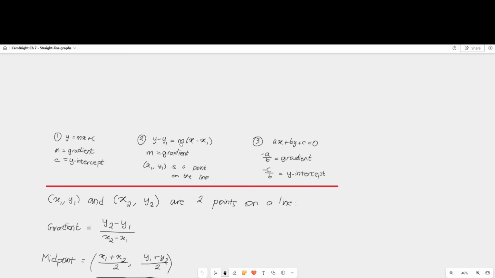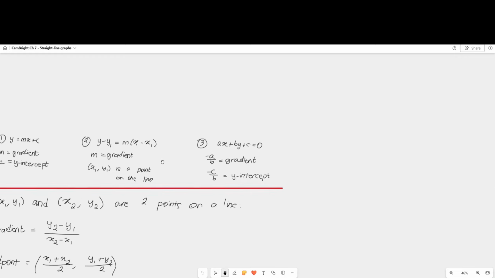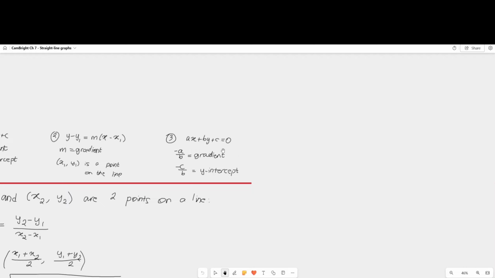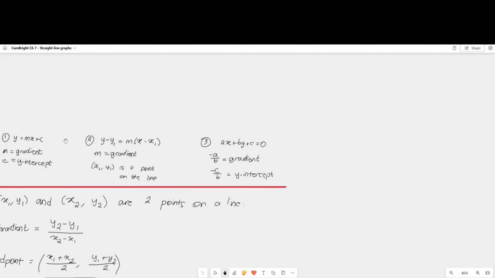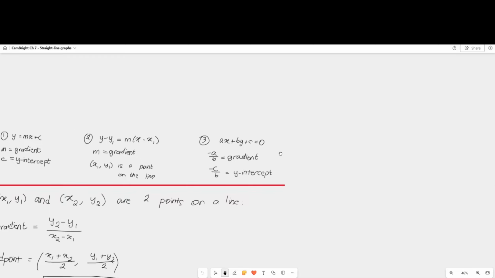Basically, y minus y1 is equal to m multiplied by x minus x1. So m is again the gradient, and then x1 and y1 is one point that lies on the line, so these are the coordinates of that point. Now the third form, this is actually the general form, is ax plus by plus c is equal to 0. So basically everything has just been sent to one side. So it's like this, except it becomes y minus mx minus c is equal to 0 for this one.